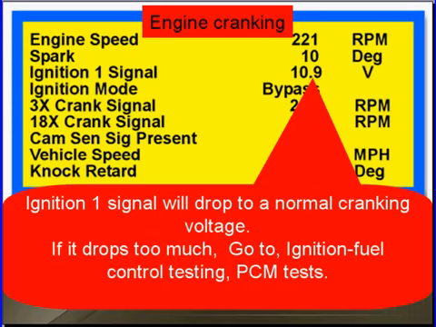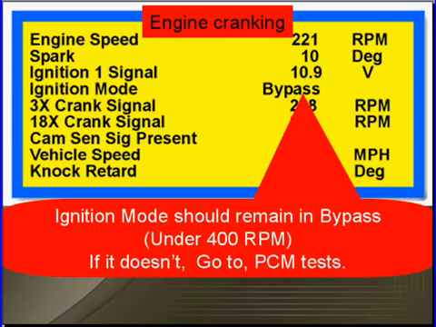The ignition 1 signal will drop to a normal cranking voltage. If it drops too much, go to ignition fuel control testing and PCM test, and don't forget that the battery and the charging system have to be in good condition. The ignition mode should remain in bypass when the RPM is under 400. If not, go test a PCM.